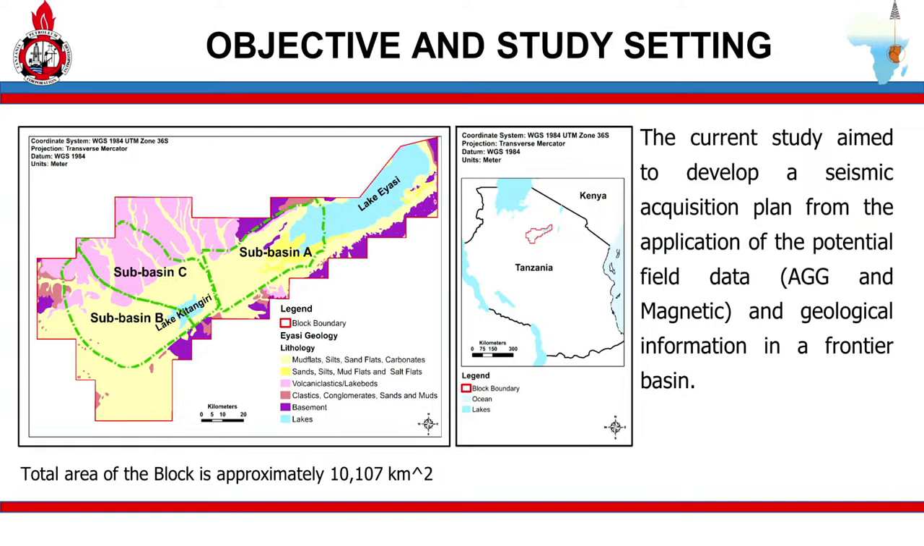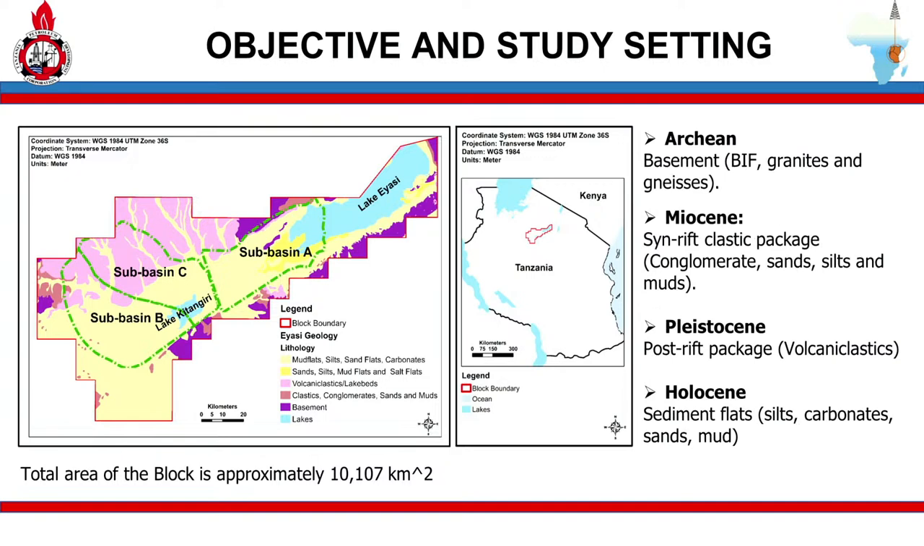This is the area, as you can see, in the southern part of the East African Rift System. And as I introduced, the aim is to develop a seismic acquisition plan. This will use the application of the potential field, magnetic and geologic information. So this could be applicable to any other frontier basins. As you can see, the basin is divided into three sub-basins and is an area of approximately 10,107 square kilometers.